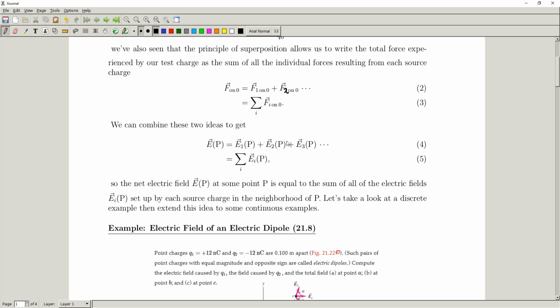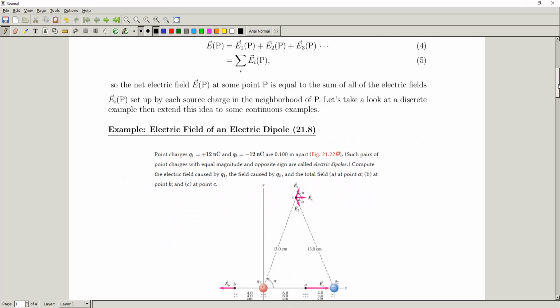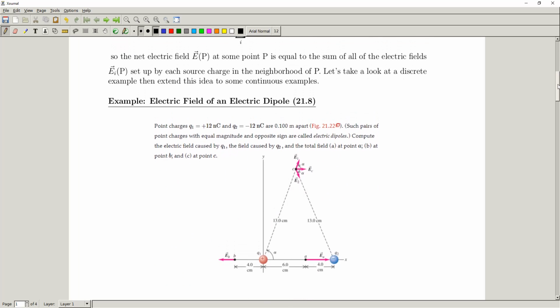So at this point, we're going to make use of this idea and do an example with still discrete points, right? So in this next example, which is directly from the textbook, example 21.8, we're going to look at this dipole here. So we have a positive charge and a negative charge separated by what looks like 10 centimeters here, and then we're looking at what the electric field looks like at points A, B, and C, right?